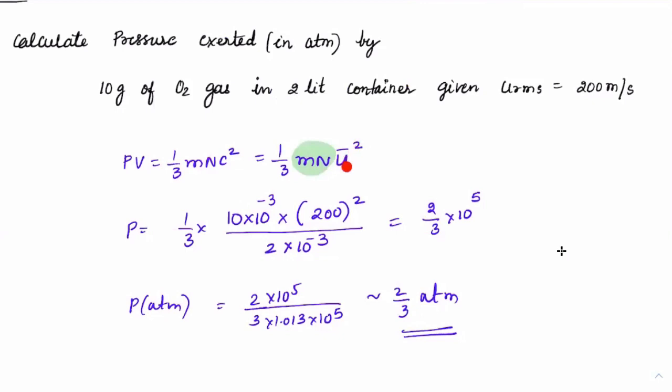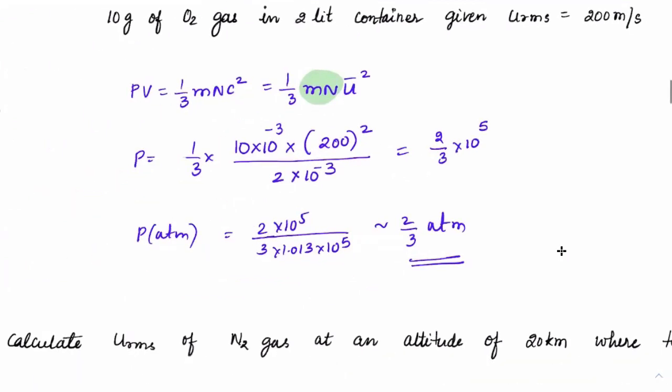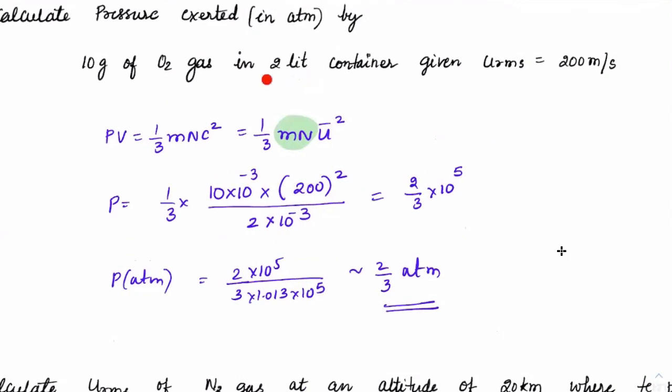mean square speed. RMS is given as 200. RMS square will give us mean square, so 200 squared. Then 1/3 into mn. This entire thing is the mn value, divided by volume. Volume is given as 2 liters, so I have to convert that liters into meter cube. You know that 1 liter is equal to 10 raised to the power of minus 3 meter cube.